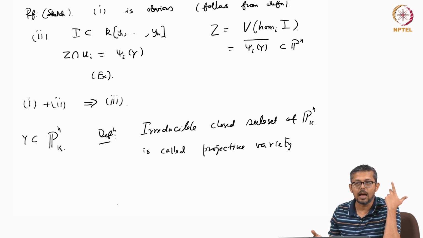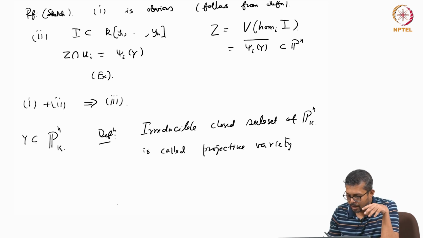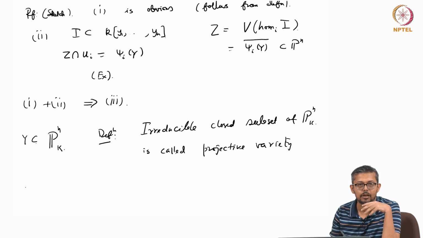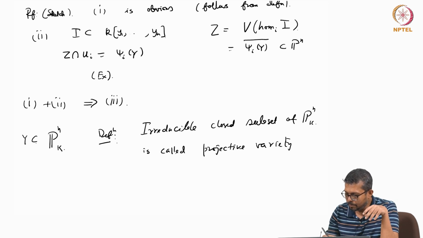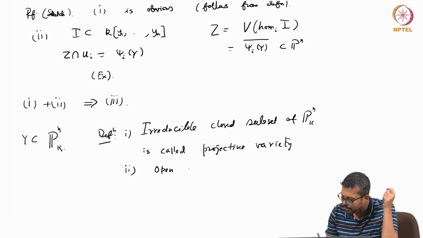And just like the dimension of a topological space makes sense, everything makes sense here. But one thing I should say is the ideal of a subset. Like in the affine case, if you take a subset Y in An, you define I(Y). In exactly a similar way you can define it here. I'll come to that. And another thing, the open subset of a projective variety.